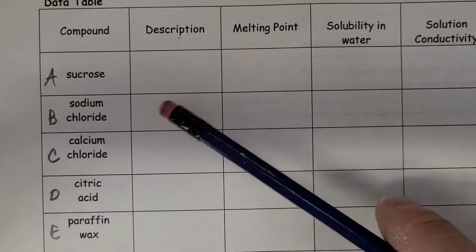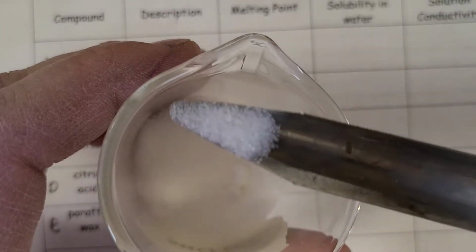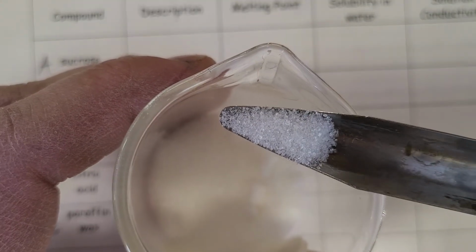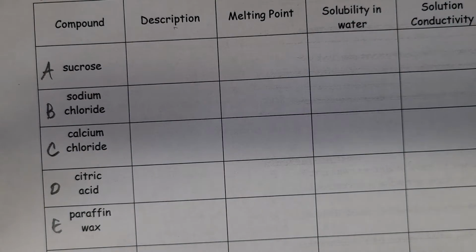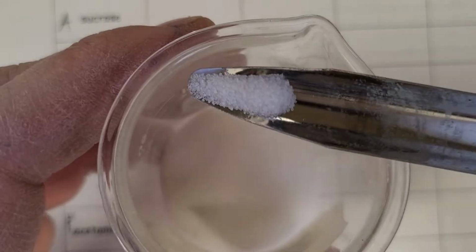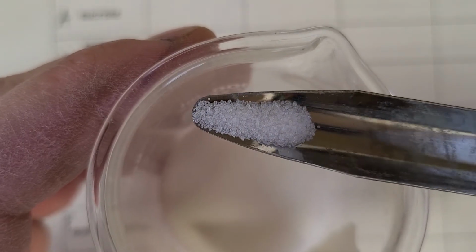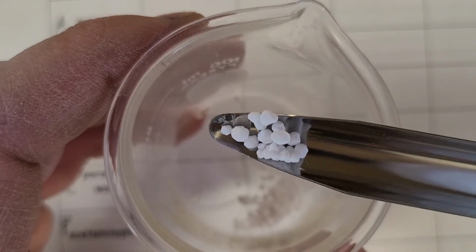So the first one, sucrose. Let's take a look at sucrose. So you can take a look. That's what it looks like. Hey, that's a good shot, actually. So sucrose, you could describe that. Sodium chloride, good old table salt, is B. Yeah, that looks pretty good too. Okay. Calcium chloride. It's kind of an interesting one.